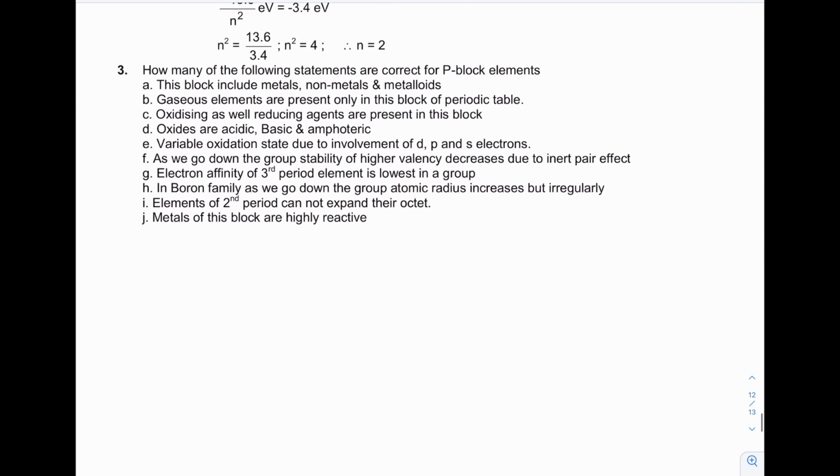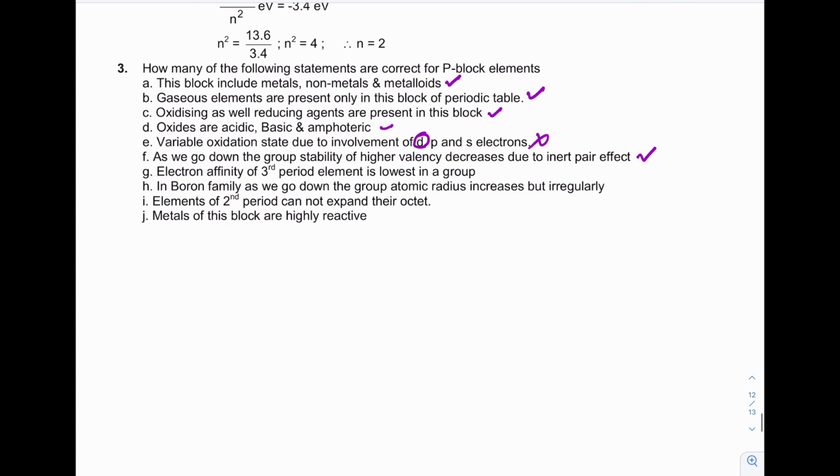Next is, how many of the following are correct for p block? This block contains metal, non-metal, metalloid. Yes, it is correct. And gaseous elements are present only in this block. That is also correct. Gases are only in p block, like oxygen, nitrogen, halogen. Oxidizing as well as reducing agent. Yes, because both metals and non-metals are there. And that is why oxides can be acidic, amphoteric as well as basic. Variable oxidation state, this is wrong. No involvement of d orbital. As we go down the group, stability of higher valency decreases due to inert pair effect. That is correct. Lower valency increases, higher valency decreases.